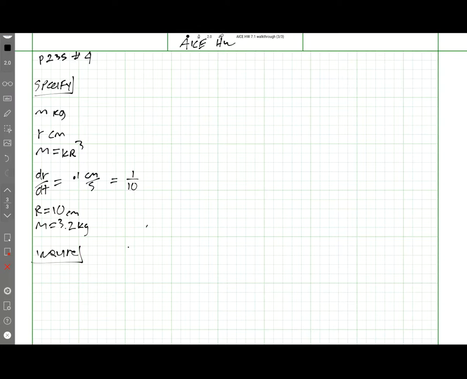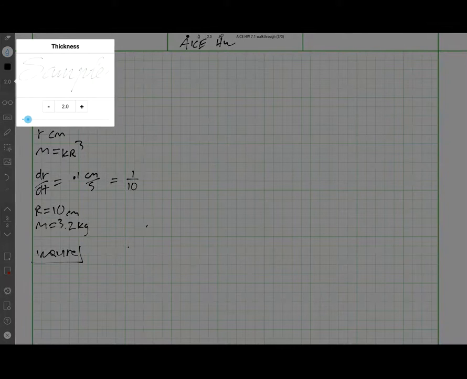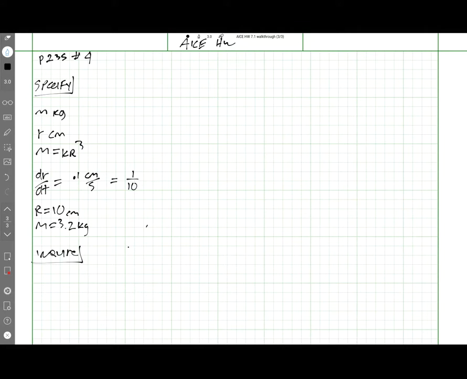So what it wants us to find is find K, and then also find the rate at which mass is increasing. Find dm/dt.